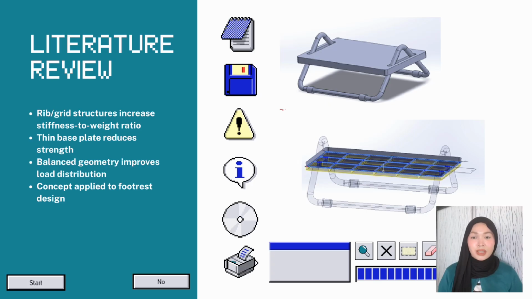Literature review. Previous studies show that rib or grid reinforced structures can increase stiffness while reducing weight. However, a very thin base plate may reduce strength. Therefore, a balanced geometry is needed to achieve good load distribution. This concept is applied in the improved footrest design.